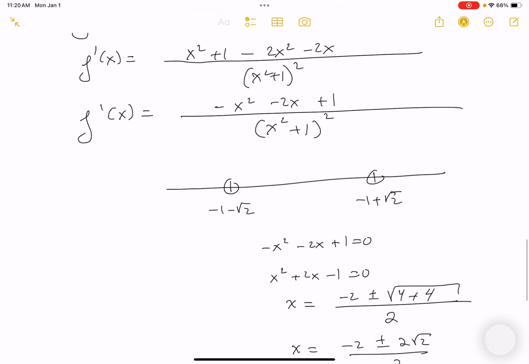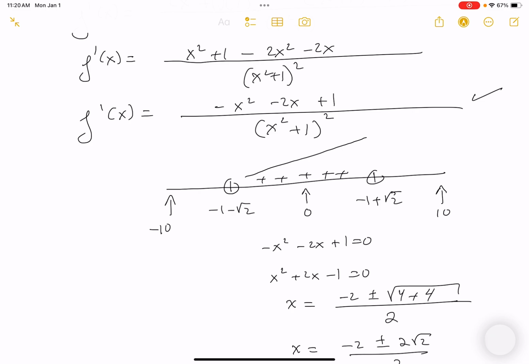Now looking at this, I need a test point. A good test point here would be 0. Over here, for the sake of argument, let's call it 10. Over here, for the sake of argument, call it minus 10. What are you going to do now? You're going to plug it in to the derivative. If you plug in 0, which is pretty easy, by the way, it's going to be positive. What does that mean? The function's increasing.